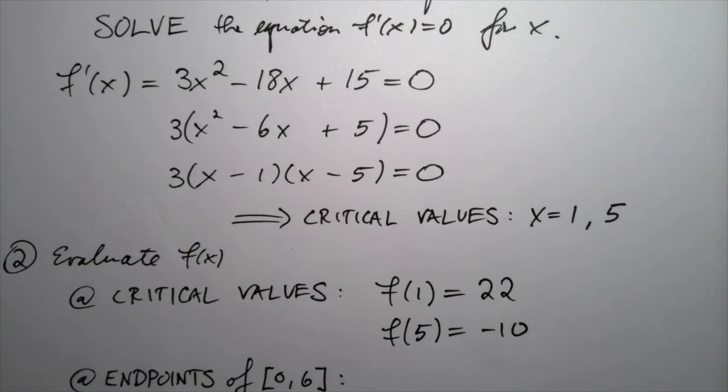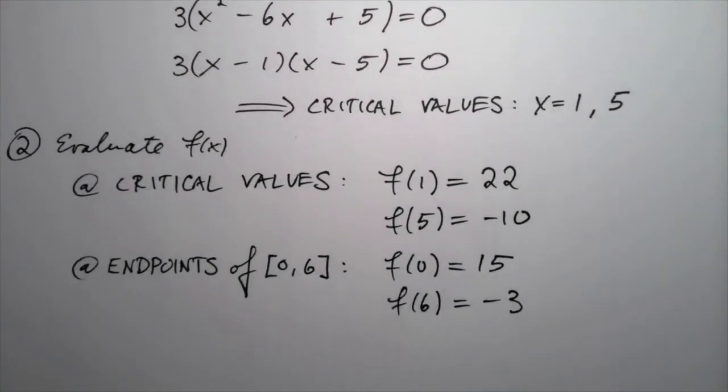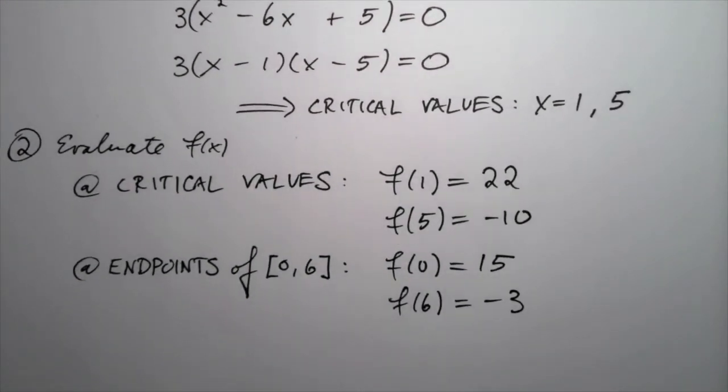The overall maximum or minimum could occur at those endpoints, so we also need to take that into consideration. If you plug 0 into the function, you'll get 15, and if you plug 6 into the function, you end up getting -3. Okay, so we've evaluated the function at the critical values and at the endpoints of the interval.